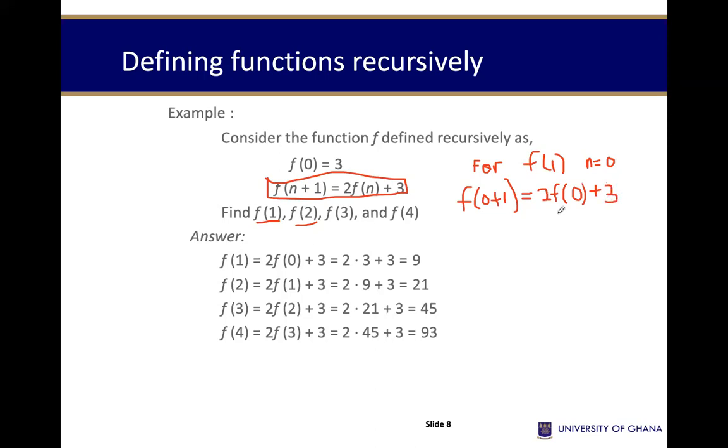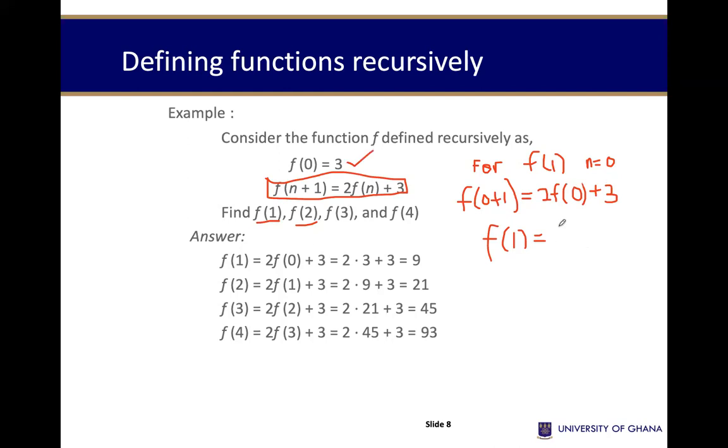Are we okay? Now, 0 plus 1 gives me f of 1. So once I get f of 1, I am good to go. Why? Because the question is asking me to first find f of 1. Are you with me? So this is my f of 1, the question is asking me to find. So now what do I have here? I have 2 times f of 0. But there's f of 0 here. Can you see? F of 0 is 3.